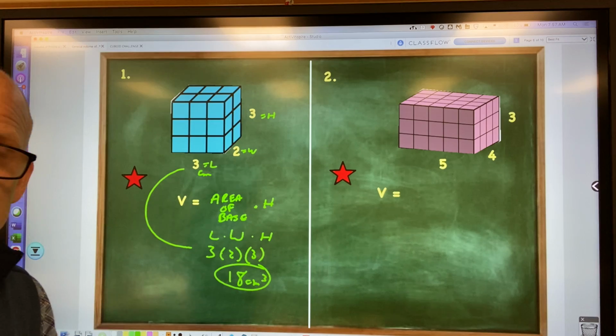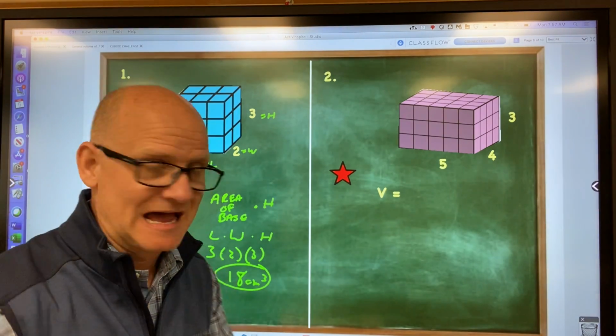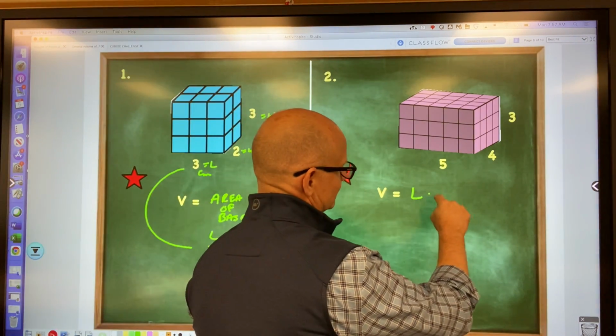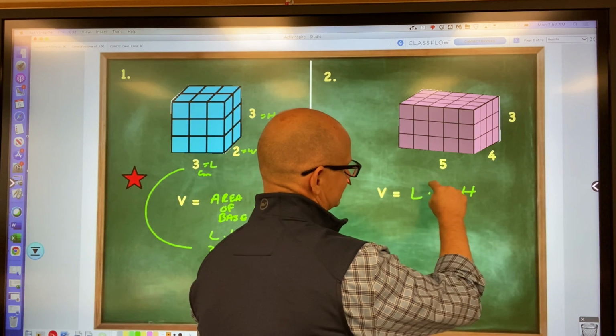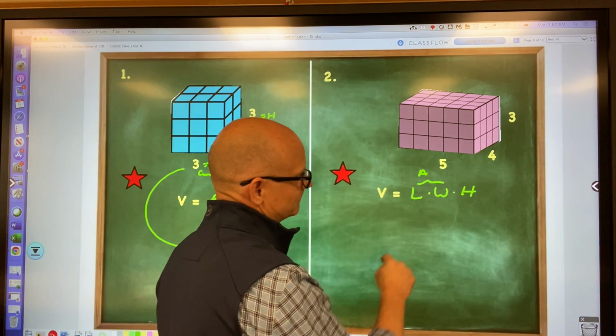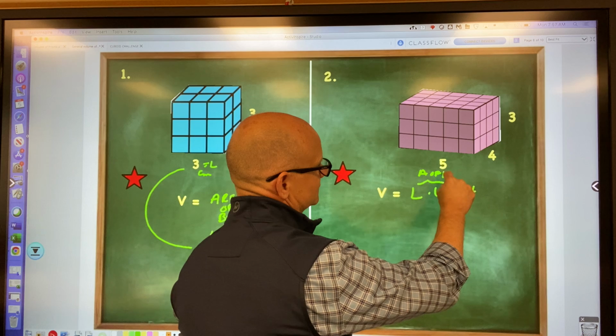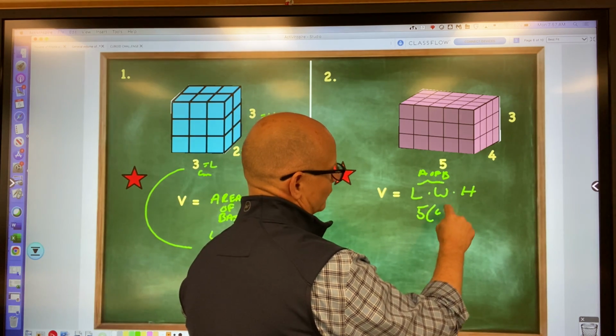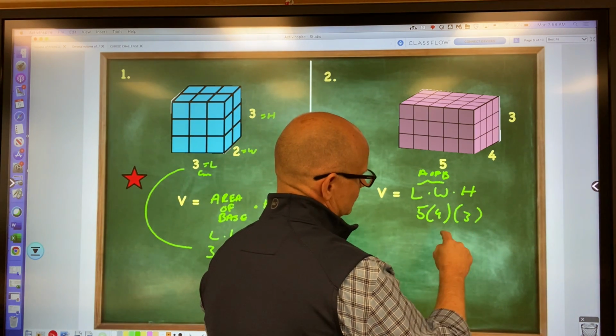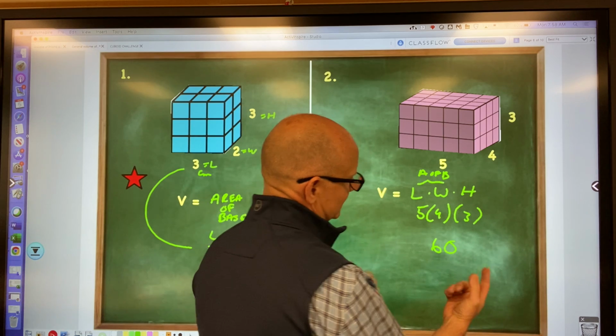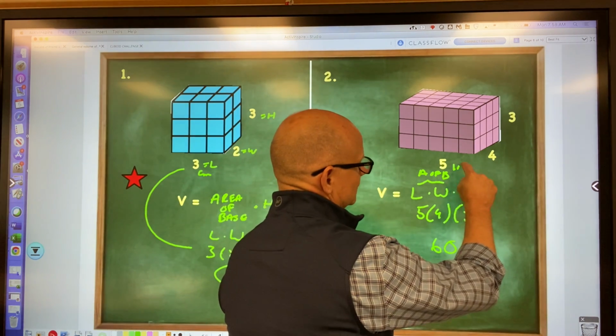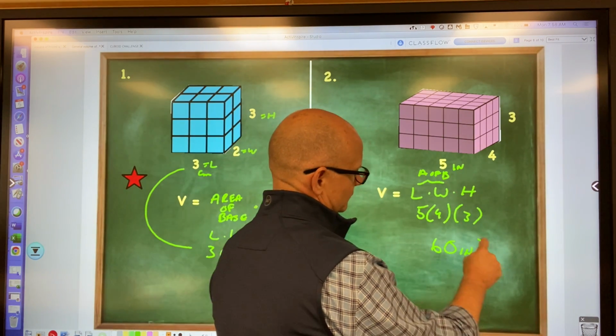Volume, again, is just area of the base times the height. So this is your length times your width times your height. Again, this gives you the area of your base. So you're doing 5 times 4 times 3, and you get, is that 60? And again, if this was in inches, you would say inches cubed.